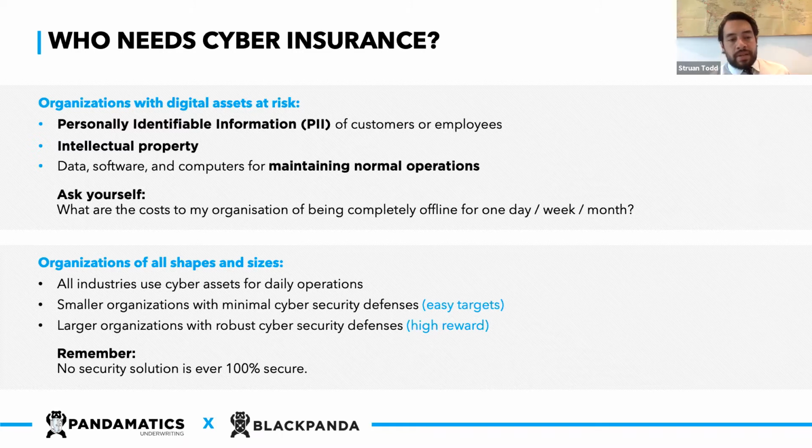The second part of this slide is pretty much highlighting the fact that cyber attackers or hackers don't necessarily discriminate when it comes to which businesses they're going to target. Sure, they choose different targets based on their individual approach, but smaller organizations with minimal cybersecurity defenses will still be seen as easy targets. Scattergun approaches will hit them. And larger organizations with robust cybersecurity defenses are still seen as high rewards, so a lot more time and investment goes into attacking those businesses for a successful outcome.